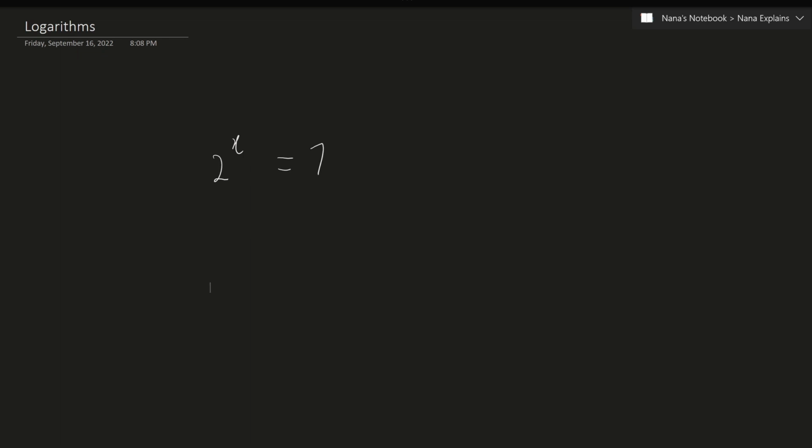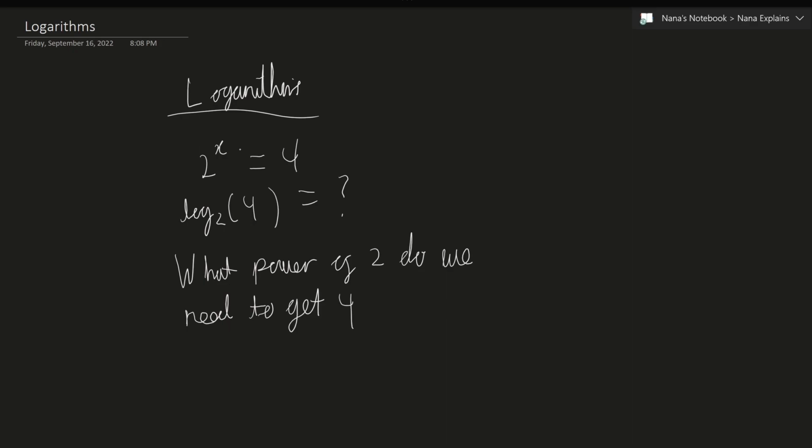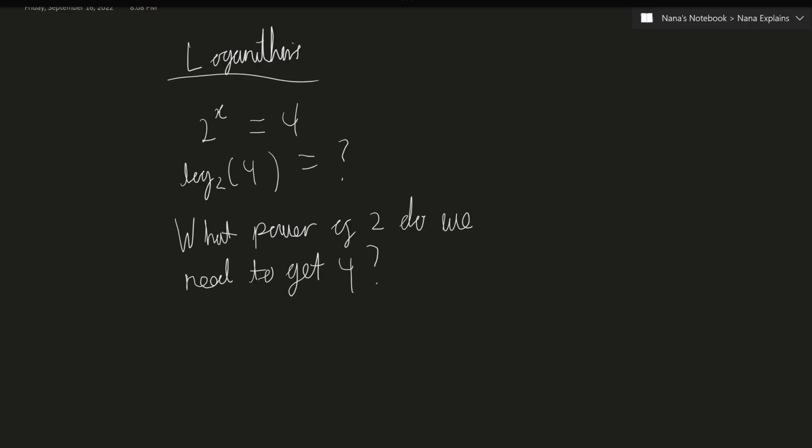But mathematicians have come up with a neat little function for us to use called logarithms. Logarithms actually have 2 inputs, how I like to look at it, but technically they're not inputs. You just have different log functions. What we can also write this as is log base 2 of 4 is equal to what? That basically means, what power of 2 do we need to get 4? Well, the answer to that is 2.